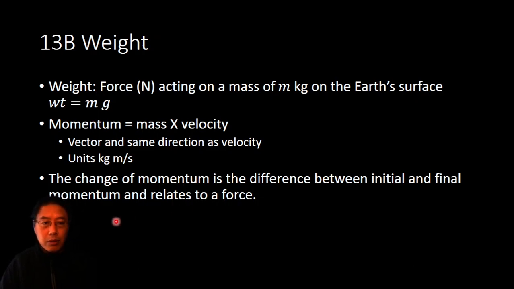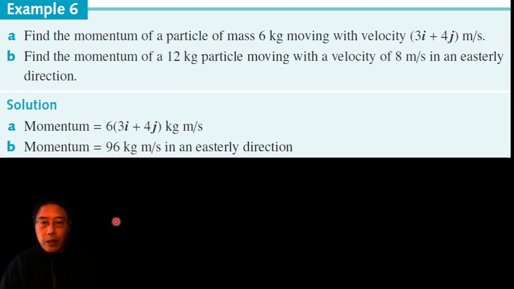Okay, so direct application. Find the momentum of a particle. You take straight away the vector velocity and multiply by the mass. Here it's in vector form. The next one is linear, in an easterly direction, so it gives you the magnitude, and you just do either a product of a vector by a scalar, or a product of the two amounts, and you indicate the direction.